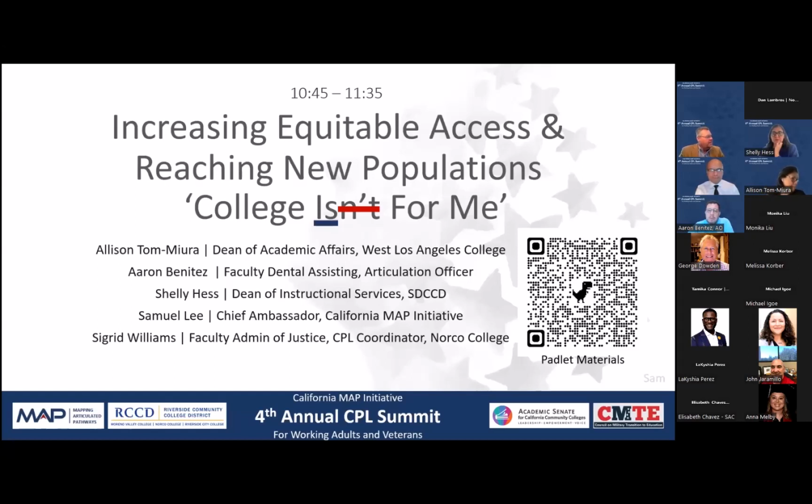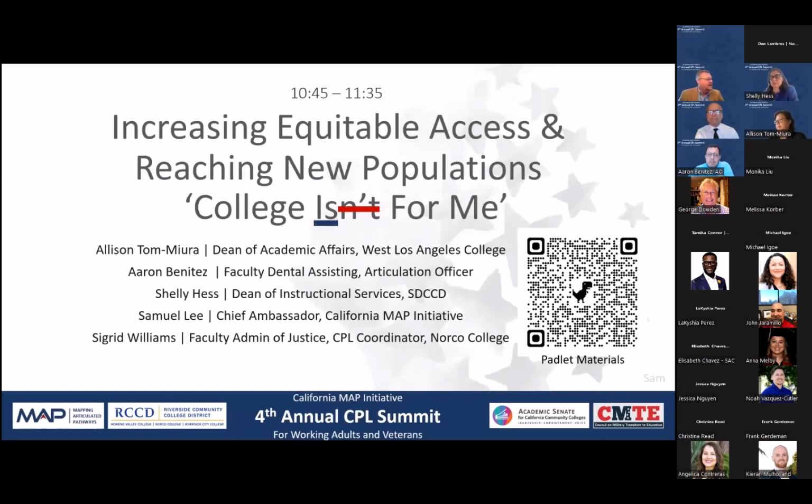So today we're going to be talking about increasing equitable access. I'm very sorry, I'm going to be looking at my other screen. And reaching new populations, reaching populations who maybe think the college isn't for them, and maybe using CPL as a lever.